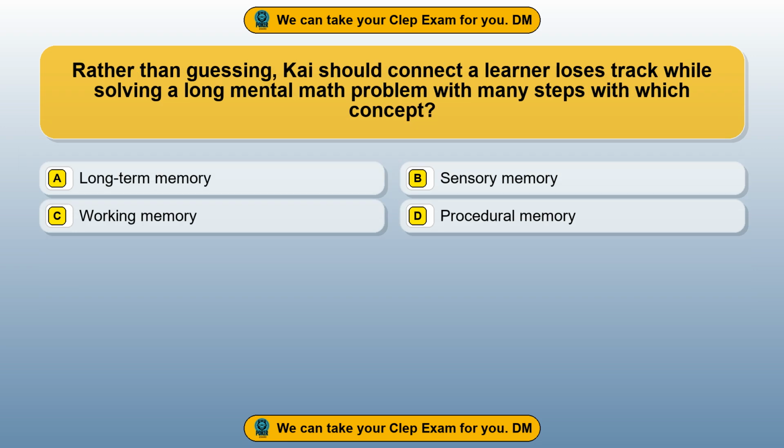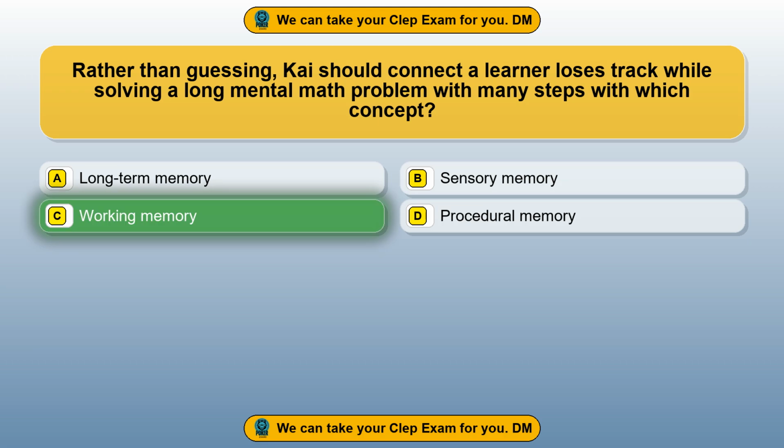Question 34. Rather than guessing, Kai should connect a learner loses track while solving a long mental math problem with many steps with which concept? Option A, long-term memory. Option B, sensory memory. Option C, working memory. Option D, procedural memory. The correct answer is option C.